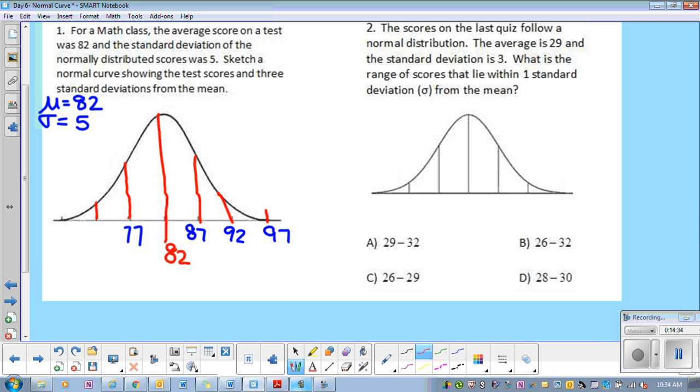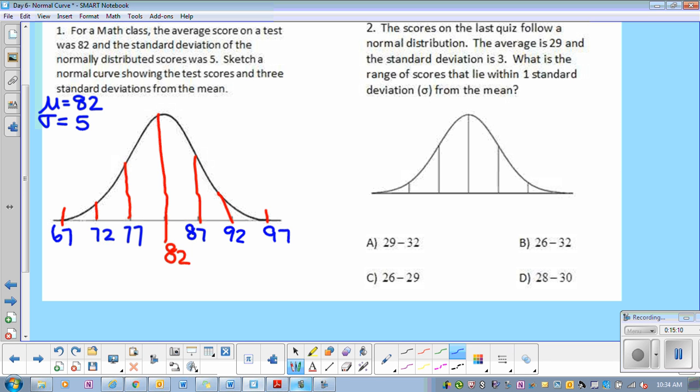And what's 2 standard deviations below the mean? 72. And what's 3 standard deviations below the mean? 67. Yeah. So there you go. You did it. Alright. If I'm talking about 1 standard deviation from the mean, I'm talking about one above and one below, okay? It doesn't mean just in one direction unless they specifically say that, all right?